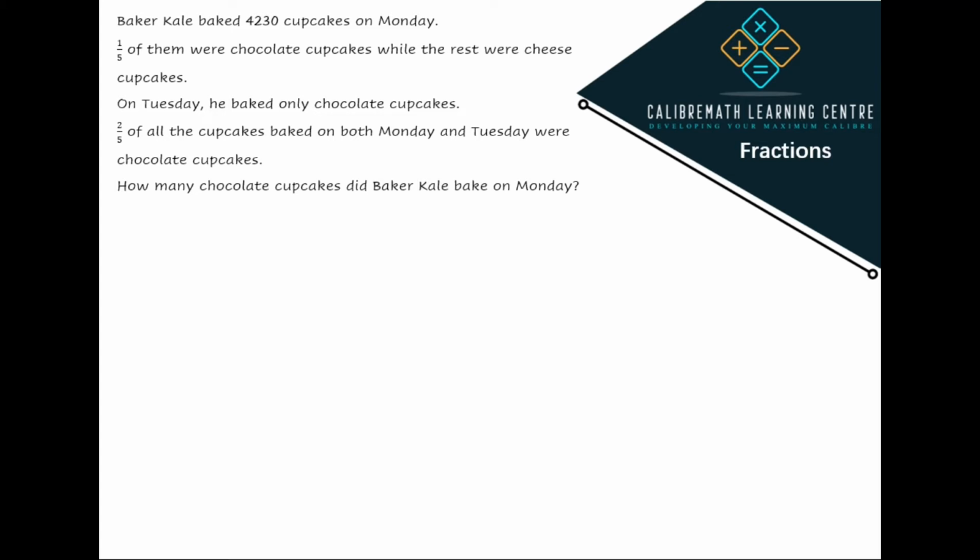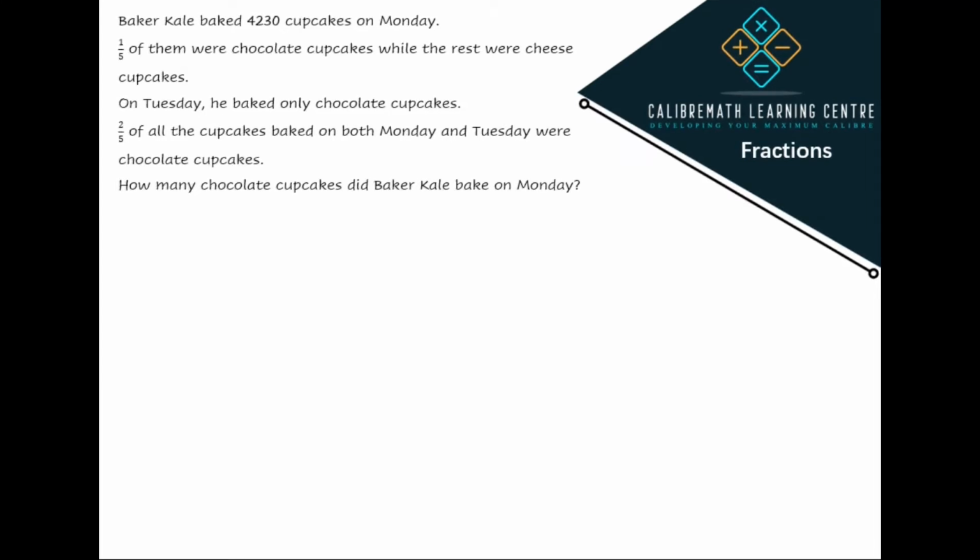I will be listing out the common mistakes for each topic. Without further ado, let's take a look at the first common mistake that students make for this fraction question. After reading the question, let's find out what the key sentence is. Now, the key sentence for this question is, on Tuesday, he baked only chocolate cupcakes. Now, since Baker Kale only baked chocolate cupcakes, the cheese cupcakes will remain the same. So the strategy to solve for this question is, one side remains the same.